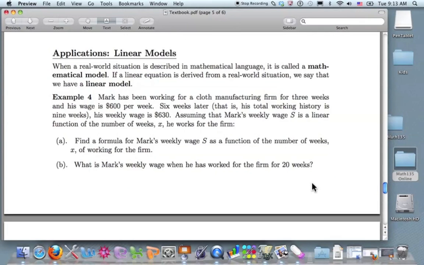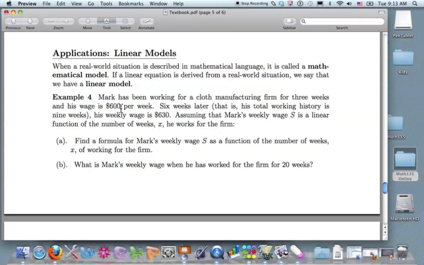Now we have the task of applications questions, and we need to find the value, unit, and the meaning of the slope and vertical intercept. So here comes a story. Mark has been working for a cloth manufacturing firm for 3 weeks, and his wage is $600 per week.